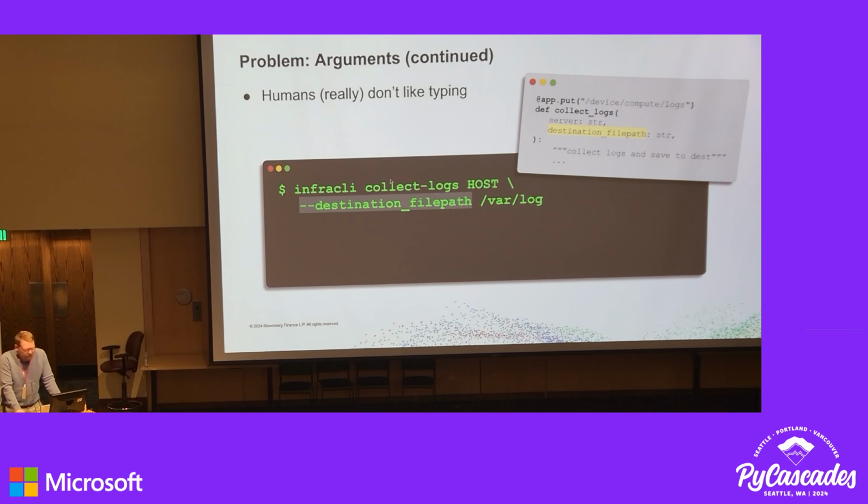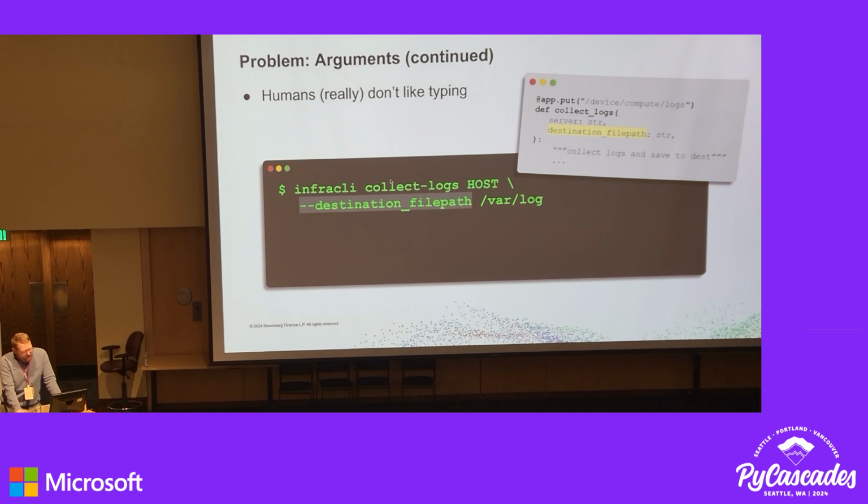Staying on the topic of arguments, we noticed another unfortunate consequence of mapping API arguments directly to the CLI. It's handy in good code hygiene to have descriptive variable names in your code. Here on the right, we have an example API endpoint that collects logs for a given server and saves them to a location on a file system. To represent the log file destination, we have a descriptive variable called destination_filepath. While this variable might be helpful to programmers, it's an awfully long and cumbersome CLI flag to type. Not to mention that the use of underscores and flags doesn't really follow POSIX conventions.